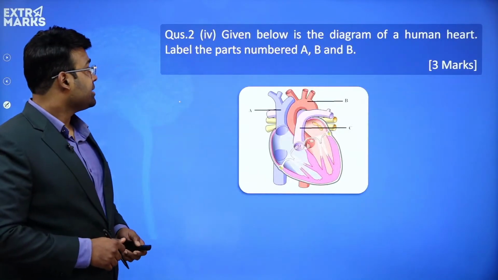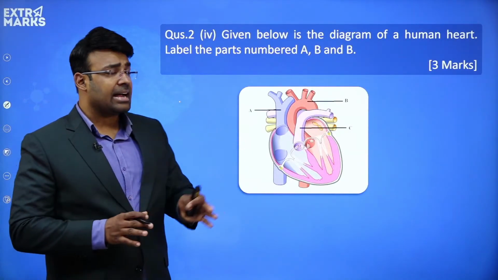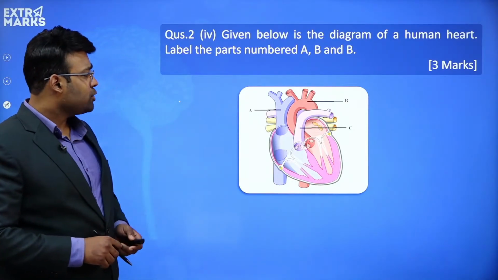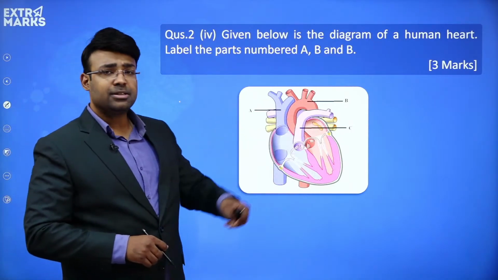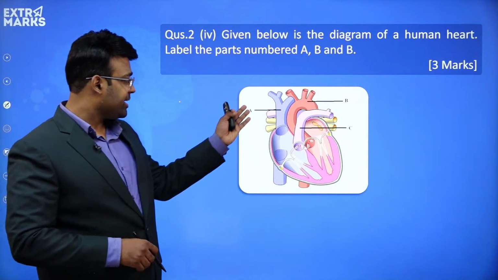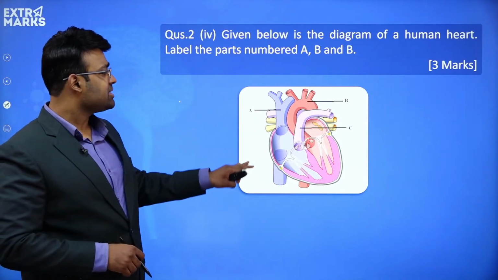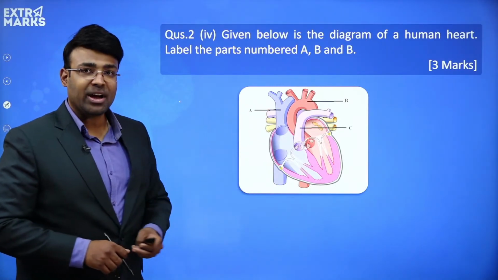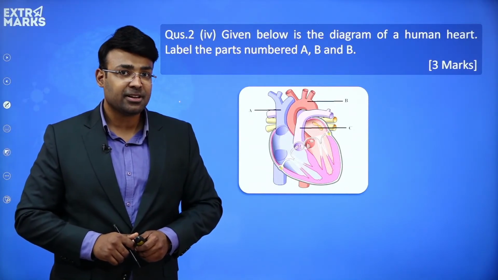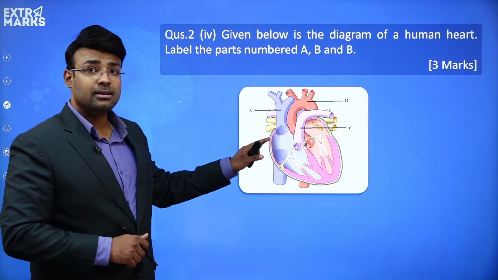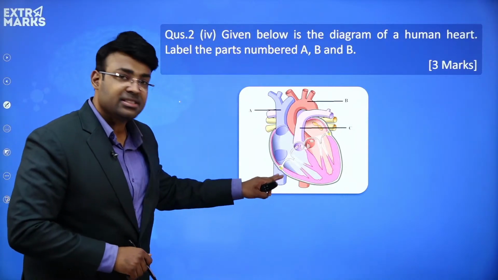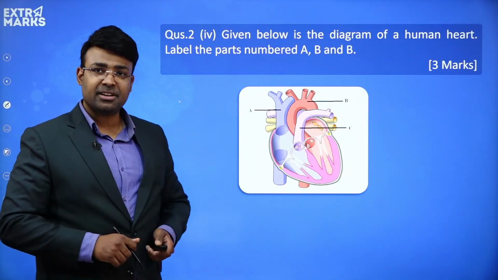Clear? Now, given below is the diagram of the human heart. We have to label the various parts. So here you can see various parts being labeled. Let's see the first part, the A part. As you can see, it is the vena cava. Which vena cava is it? It is the superior vena cava. Clear? The lower one is the inferior one, the upper one is the superior vena cava.